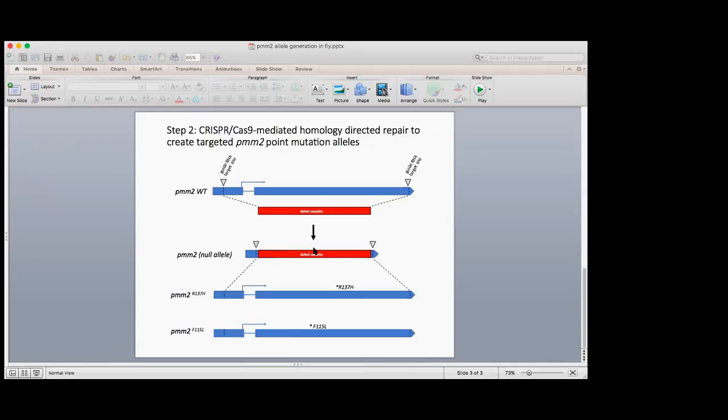But the idea is that once you create this null, you can then use some genetic engineering tricks to drop back in PMM2 with any mutation we would want. So we'll start off with these two mutants. It takes about a month to generate the null. That's in progress now. Once we have the null, it takes about another month to generate the knock-ins. So we're pretty optimistic that we'll have fly mutants ready to characterize heading into the holiday season, and definitely by the end of the year we should have them fully phenotyped.